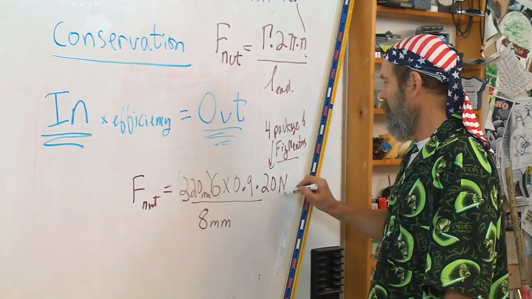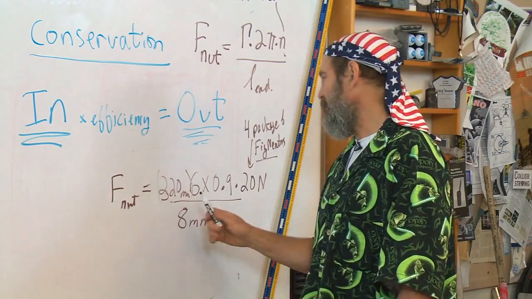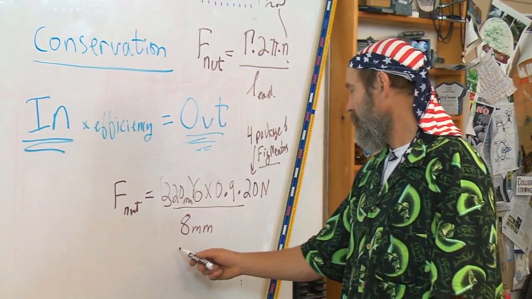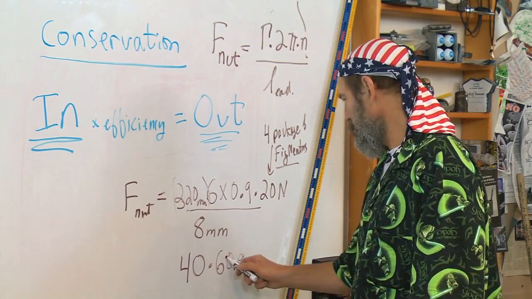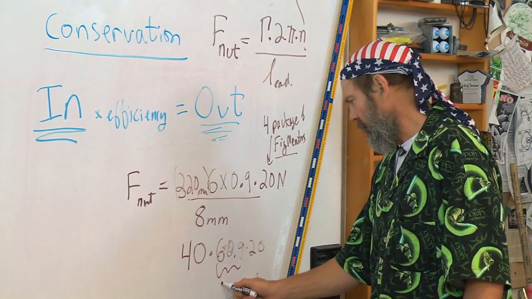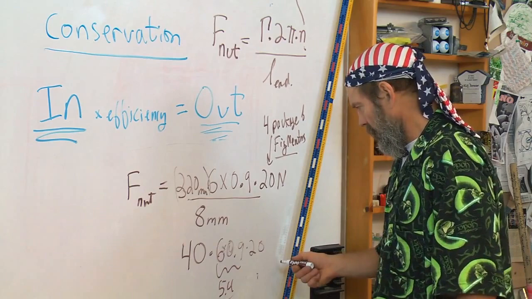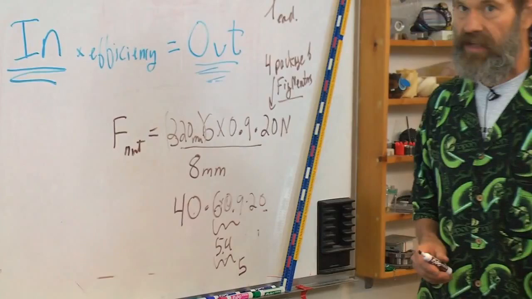8 goes into 320, 40 times. What's 8 times 4? 32. So we have a multiplication factor of almost 40. Is that right? Yeah. 40 times 6 times 0.9 times 20. Look at this. 800 times 6 times 0.9. What's 6 times 0.9? You say, well, that's 5.4 times 800. 5.4 for small values of 4 is equal to 5. What is 800 times 5? That you can do. 800 times 5 equals 4,000.